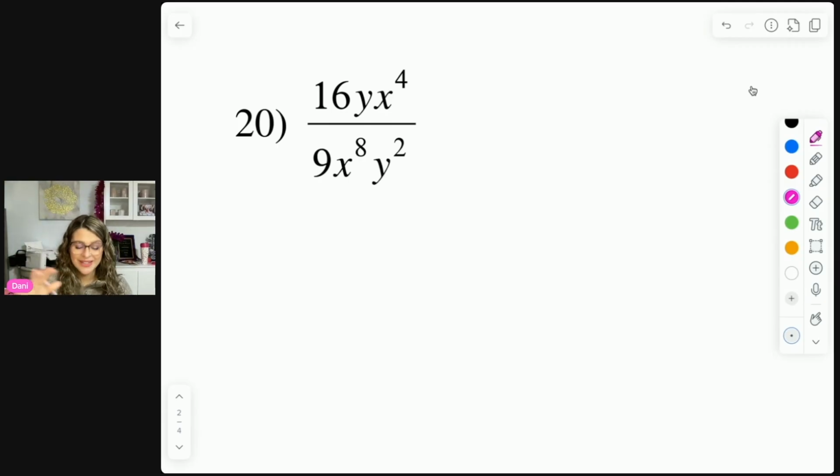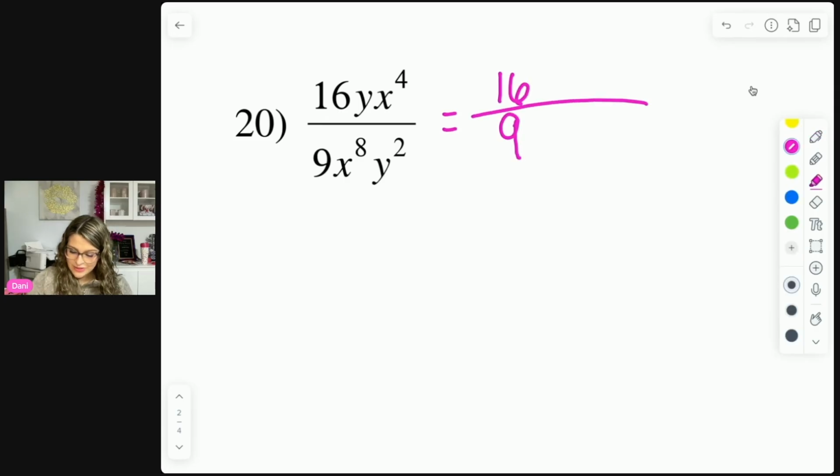16 and 9 do not have any common factors. It cannot simplify. So that will stay as it is. Let's do some highlighting because they were a little sassy here. They changed the order on us. Regents exams love to do that. So that's why this highlighting technique is just so helpful.